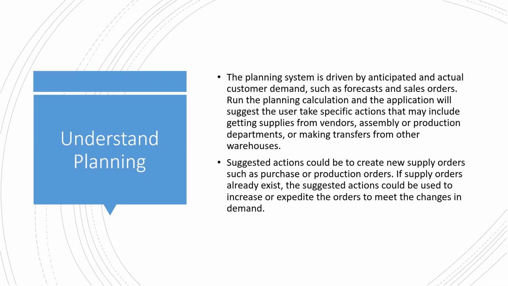First of all, the planning system is driven by anticipated and actual customer demand, very important, such as forecasts, like I have mentioned, and sales orders, which is the actual demand. Then you run the planning calculation, and the application will suggest that the user take specific actions that may include getting supply from vendors, assembling, or manufacturing your items. So for different departments, okay?